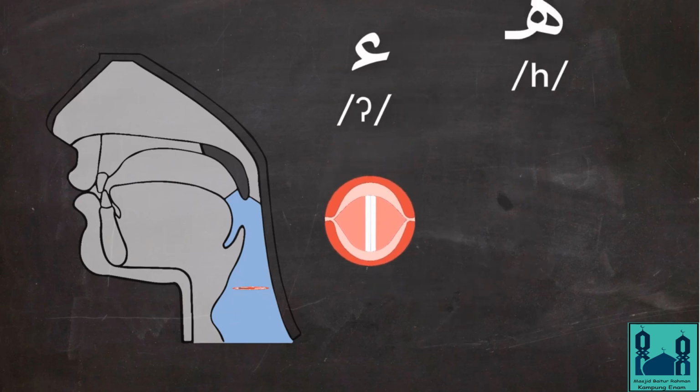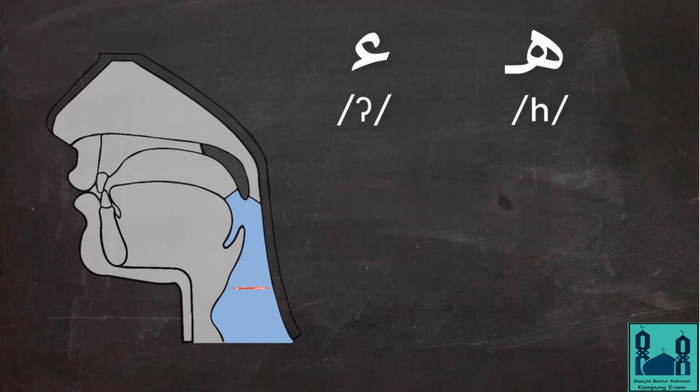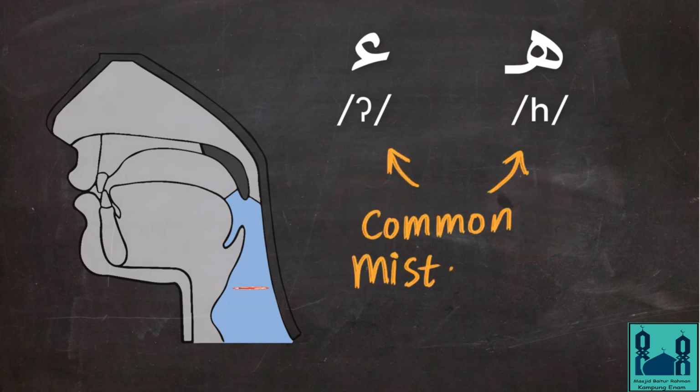So for the ha, you let air pass through the slightly open vocal cords, and for the hamza, you completely close down the vocal cords, which causes the air to stop, and this is exactly the sound of hamza. Now this was the technique of producing these 2 sounds. And while they are easy enough to produce, when using them in context while reciting the Quran, there are many common mistakes that you as a learner should learn to avoid.